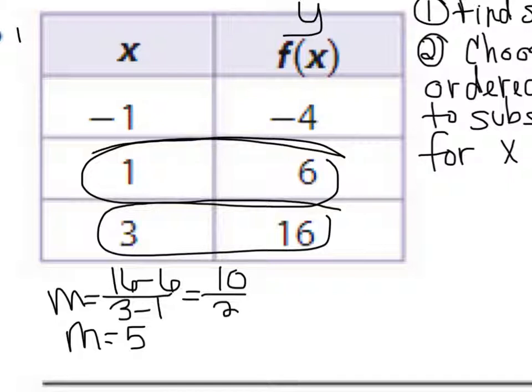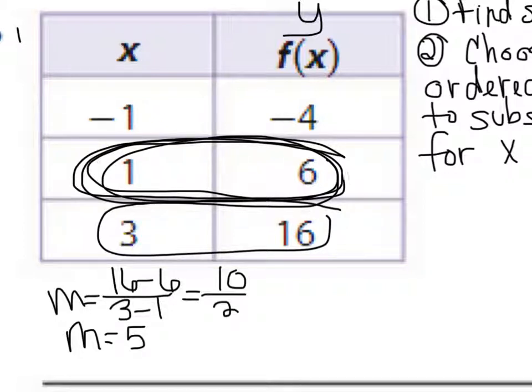So I'm going to circle this again so we can see that this is the pair we're working with right now. It does not matter which pair you choose. At the end of the equation, your b value would still end up being the same. So choosing 1 and 6, we would start by writing f of x equals our slope, 5x plus b, because at this point that's all the information we have.